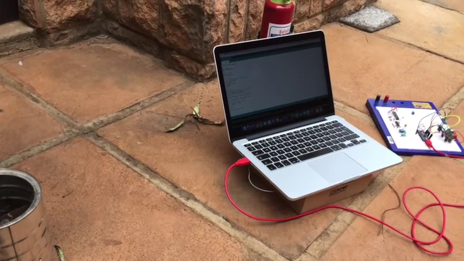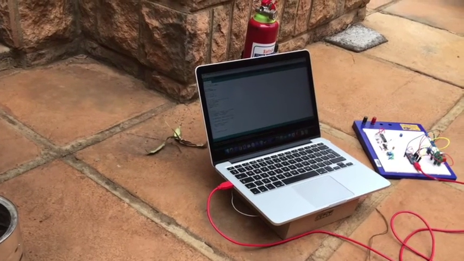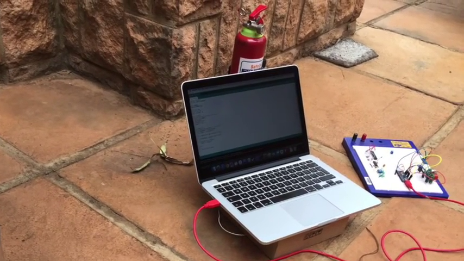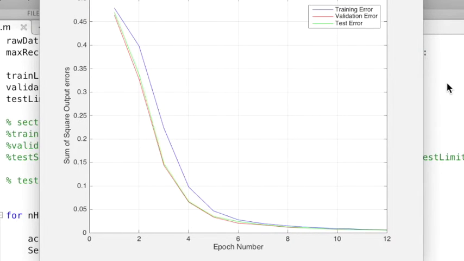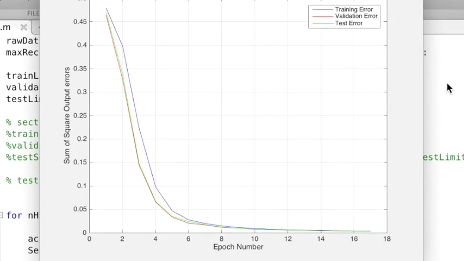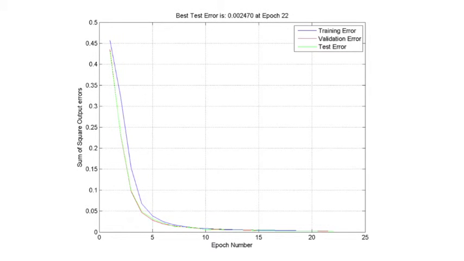So the network was trained with a 600 sample training set, 150 sample validation set, and 150 sample test set, with the learning rate alpha set as 0.02. So the training characteristics for the fire detection AI using square error backpropagation feed-forward neural network is shown here. The detection accuracy corresponds to about 99%.